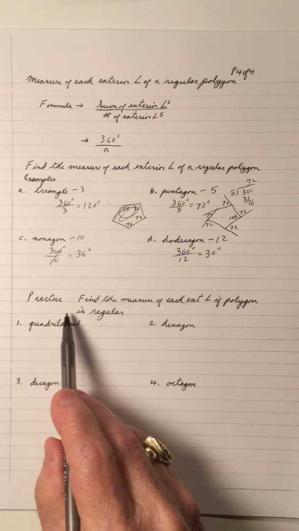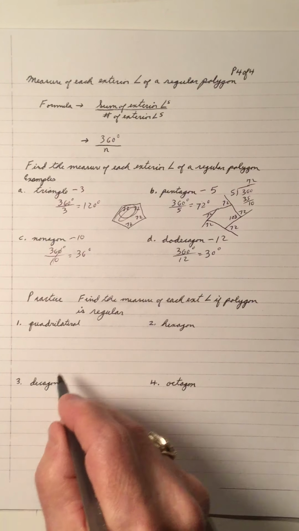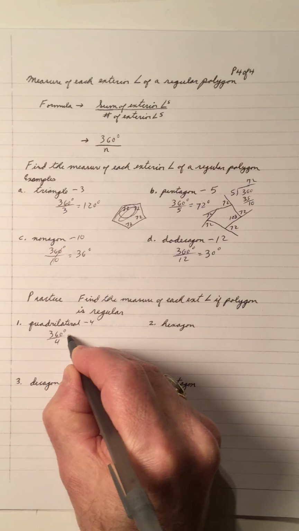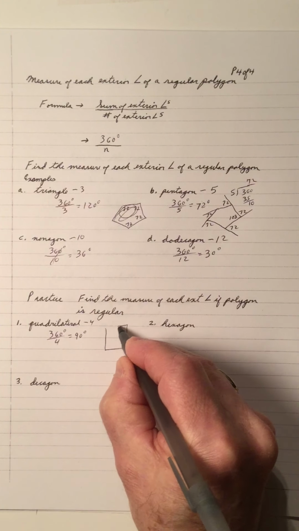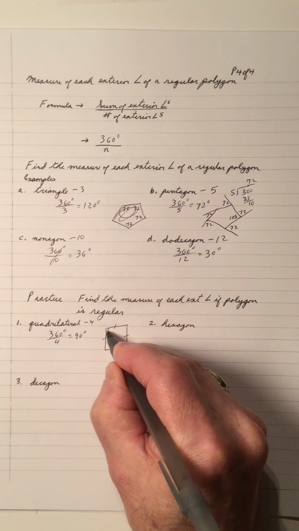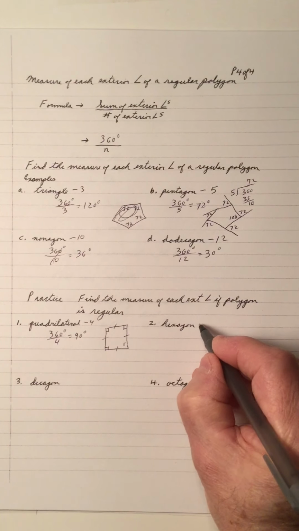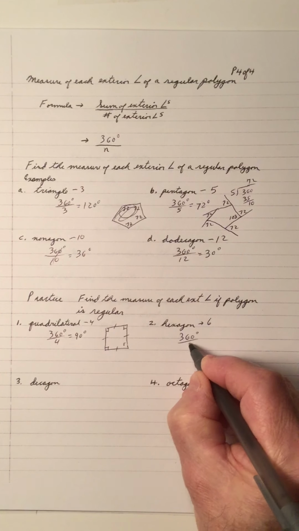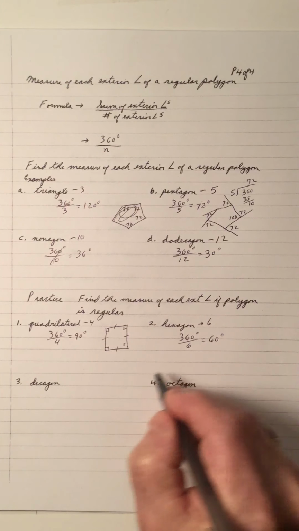Okay, practice. You work these out and play it back when you're finished to see if you got the right answer. Quadrilateral, 4 sides, 360 divided by 4. If it's regular, it's a square. All the sides are equal. All the angles are equal, so it must be 90. Makes sense. A hexagon has 6 sides, so it's 360 divided by 6, which is 60 degrees. 6 into 36 was 6.